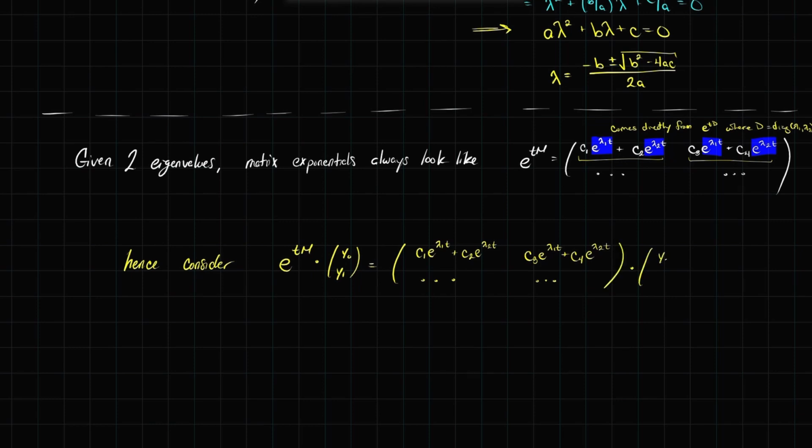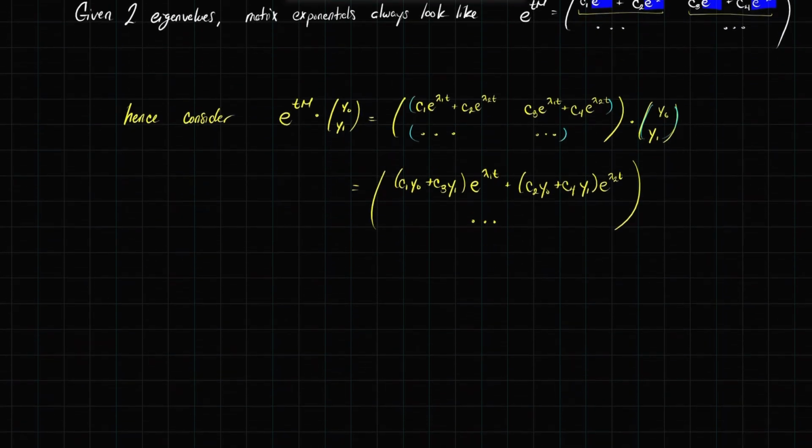Acting on the vector y0, y1, the output, if I look horizontally against the vertical vector, is going to give me c1 y0 plus c3 y1 times e to the lambda 1 t, and it's going to give me c2 y0 plus c4 y1 times e to the lambda 2 t. And then it's going to give me some dots in my second row. And I claim I only care about the first row. Why do I only care about the first row?